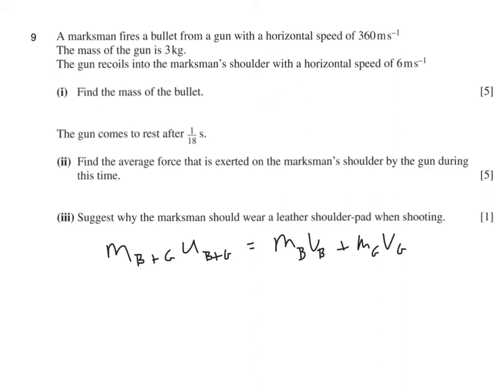So this here would be 3 plus the mass of the bullet. Its initial speed is 0. It's stationary to begin with. Afterwards, the mass of the bullet, we don't know. It has a horizontal speed of 360 meters per second.